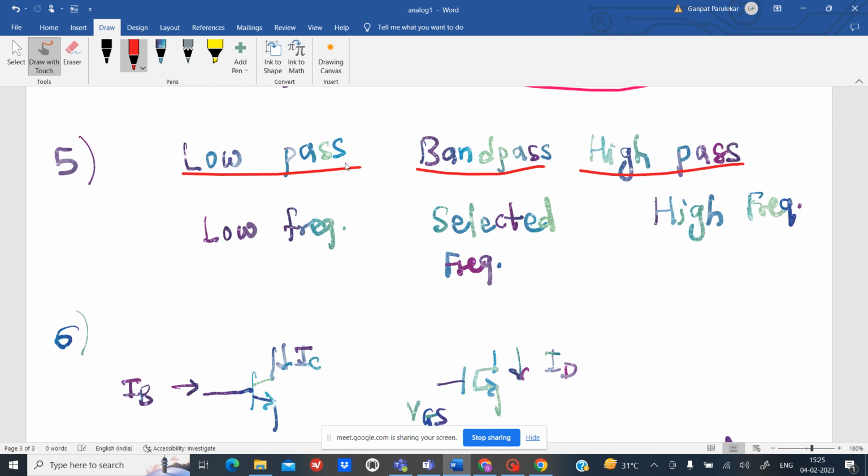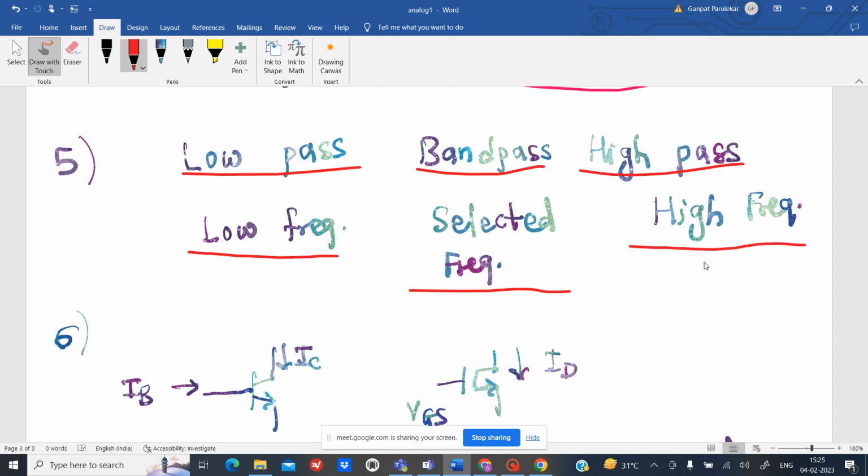The property of a low pass filter is that it will pass only low frequency components and block high frequency components. The property of the band pass filter is that it will pass the signal between some selected bandwidth. It will neither pass very low frequency nor very high frequency. That's why we call it a band pass filter: it passes a specific band from the input to output. And the third type of filter is high pass filter. A high pass filter only passes high frequency components.